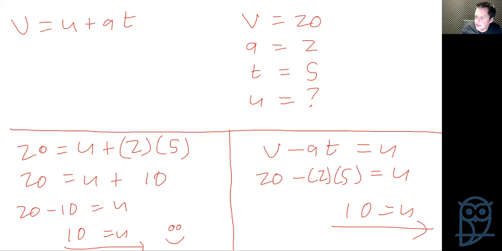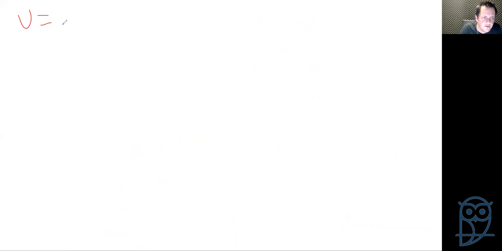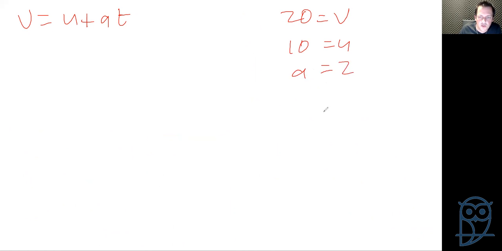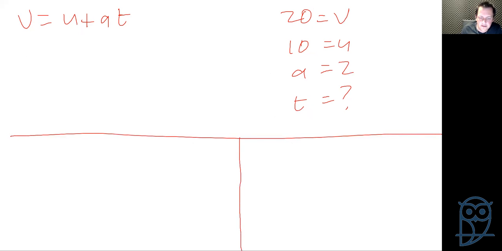What about the other one that we did? So we did v equals u plus at, and I said to you, v was 20, u was 10, our a was 2, and we have to find t. Now from our previous question, we know that t is 5, because I'm using the exact same values. Does it matter if it's 20 equals v or v equals 20? No, not at all. So once again, I can use either method.